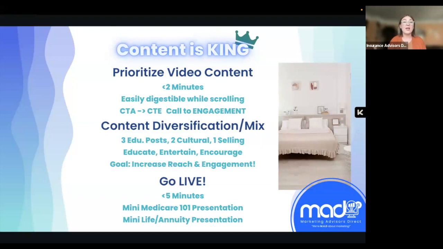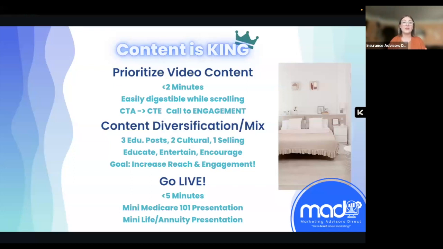So if you want to get your name out there and if you want to get in touch with more people, you really want to prioritize your video content. And you also want to have a call to action, which is actually a CTE, a call to engagement. You want people to engage with your content. You want people to either share, comment, like, because the more that people watch the video, the more that people comment, the more that people interact with the content, the more that piece of content is going to get spread further into the algorithm for more people to see. So that's what you want.